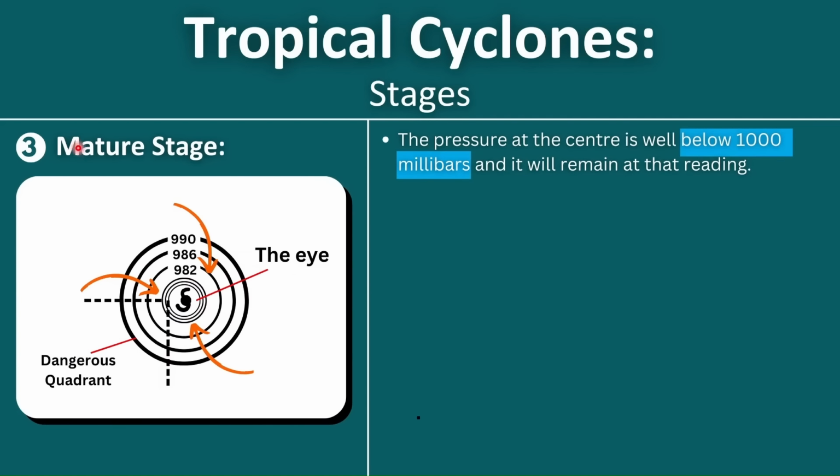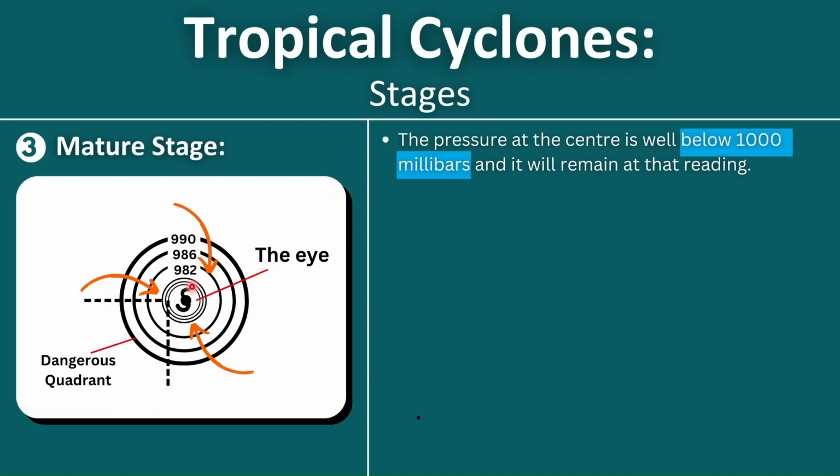Now we get to the third stage, which is known as the mature stage. Now we can see a lot is happening in this diagram. So let's look at the point and let's get back to the diagram. So the pressure at the center is well below 1000 millibars and it will remain at that reading. Can you see it's at 982 millibars? Now in the center you can see the eye is a lot more defined.